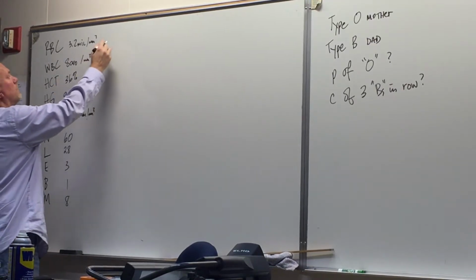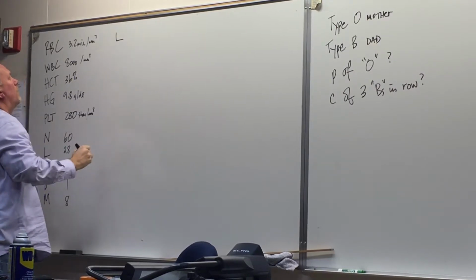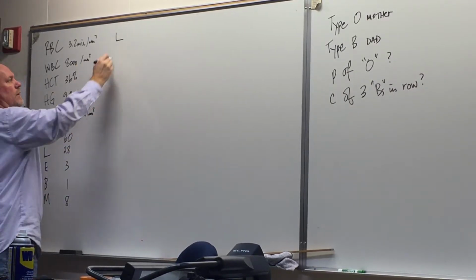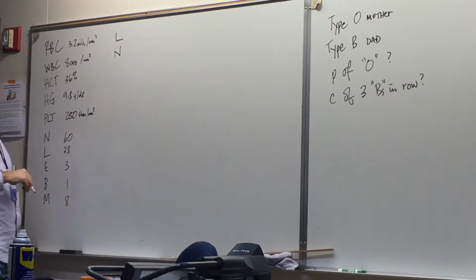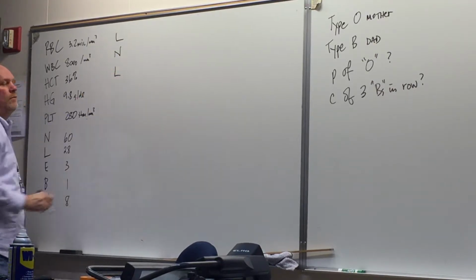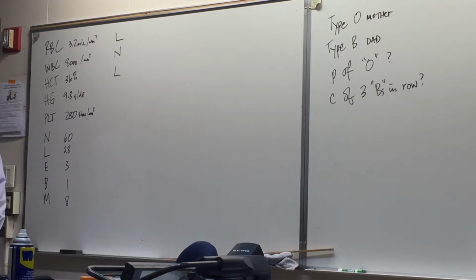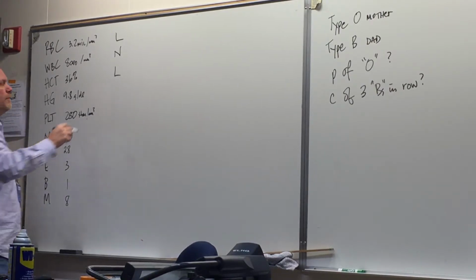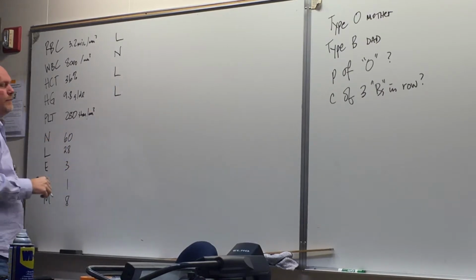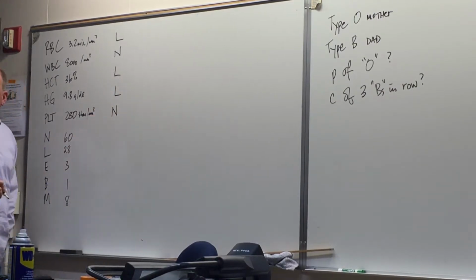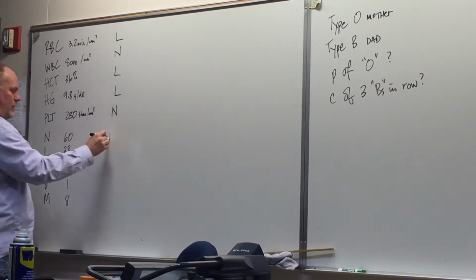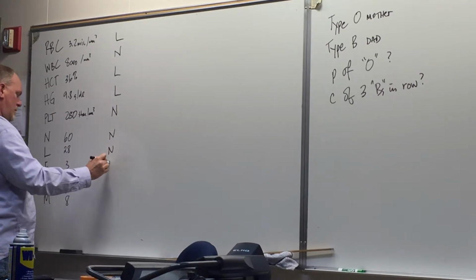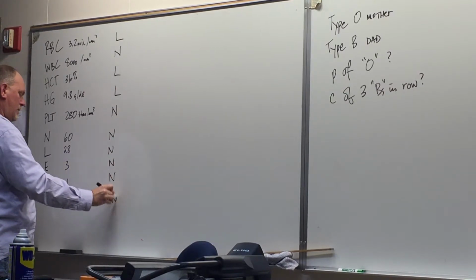What's this one? Low. White blood cells per cubic millimeter? Normal. Hematocrit? 38 to 48. Hemoglobin? Low. Platelet? N means normal. They don't put it in there. I'm just doing it for you. All right, they'll just leave it blank. That's normal. That's 250 ish to 500,000. Neutrophil normal. Lymphocyte normal. Eosinophil normal. Basophil normal. Monocyte normal.